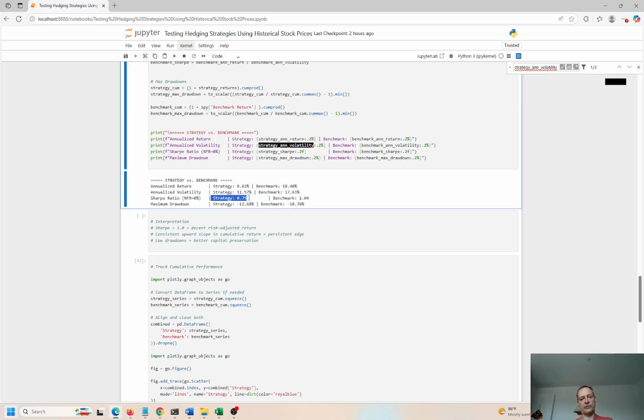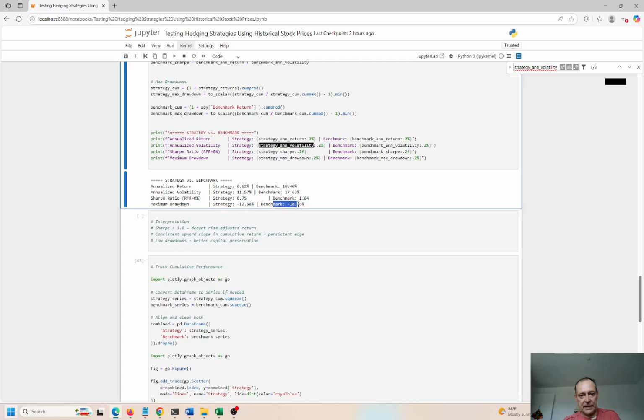Remember, this is a risk-adjusted return. So the average return minus the risk-free rate divided by the standard deviation. Higher is better. Usually 1.0, you're doing okay. You're beating the market. If it's under 1.0, it's not really performing too well relative to the risk that you are underwriting, okay? And the maximum drawdown is negative 12.68.